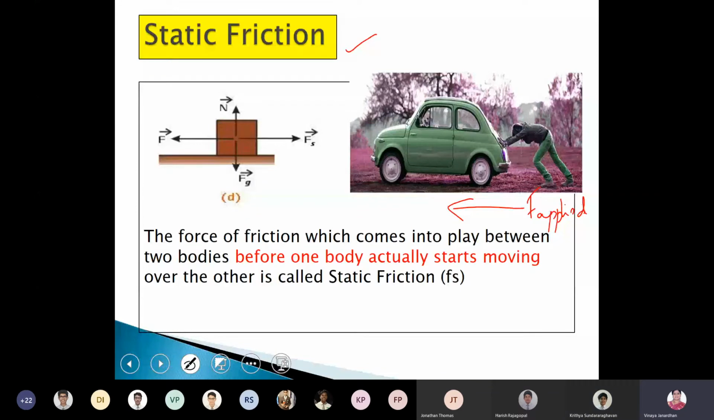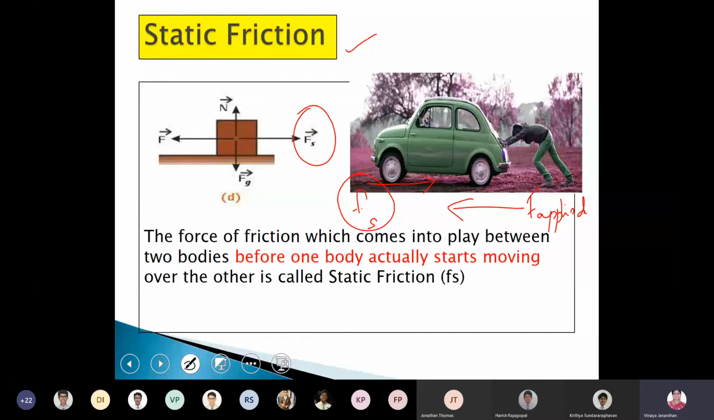So now look at this. The person is applying a force on the car, right? In that case, there will be a frictional force between the tires and the ground acting in the opposite direction. That is Fs, static friction. Both the forces will cancel out each other and the car is not moving. Such frictional force we call static friction.